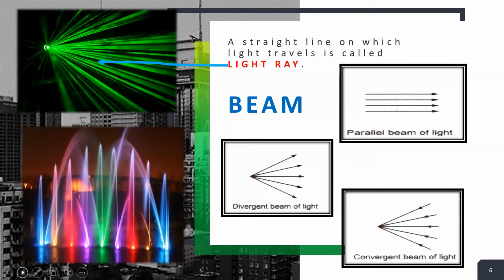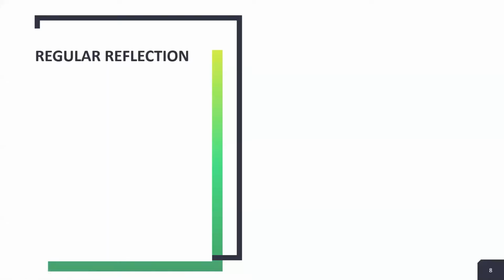We can see objects around us because the light that is reflected by them hits our eyes. The direction and amount of the reflected light rays depend on the nature of the surface of the object.